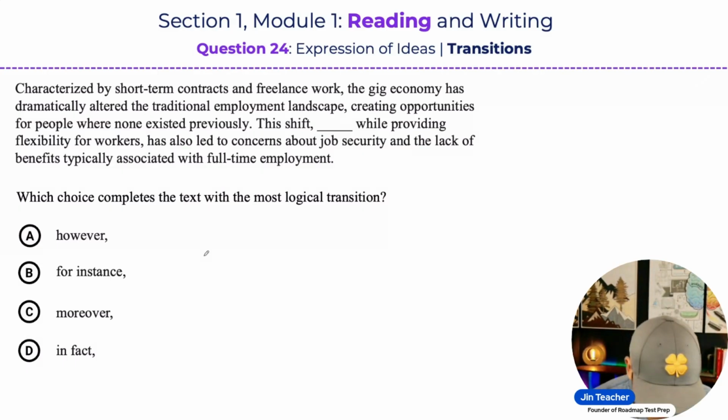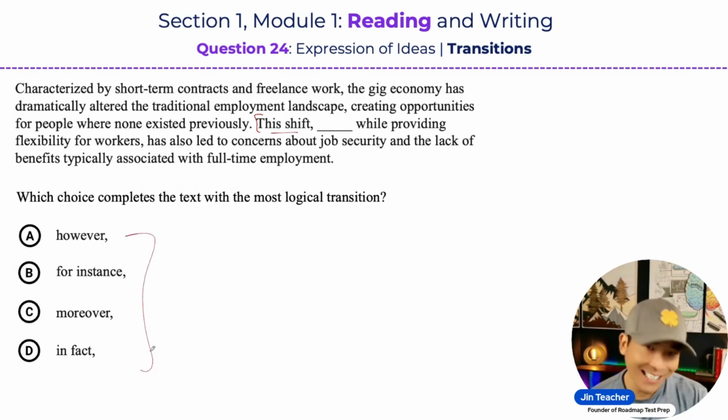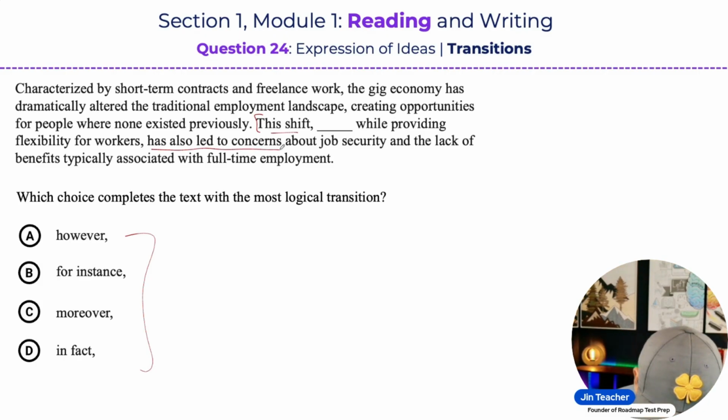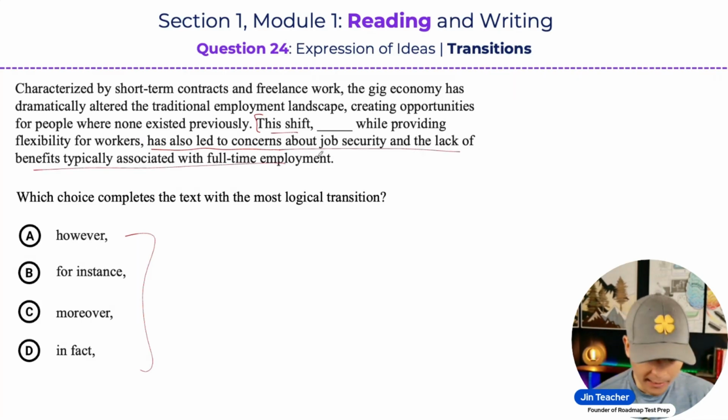Here we have the sentence that says, this shift, and then the transition word. We'll just plug in A. So: this shift, however, while providing flexibility for workers, has led to concerns about job security and the lack of benefits typically associated with full-time employment. This is what I mean by a transition word inside or in the middle of a sentence. So what do you do with these? What information do you look for?